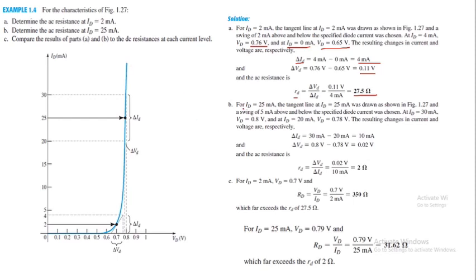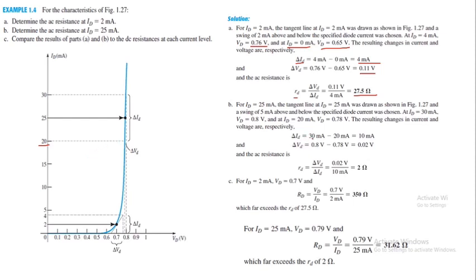Now for part B, where ID is 25 milliampere, that is the Q point of the diode at 25 milliampere. Drawing a tangent line which specifies a swing of 5 milliampere upward and 5 milliampere downward will give us a higher value of current ID equal to 30 milliampere, and the lower value, 5 milliampere downward, will give us a value of 20 milliampere.